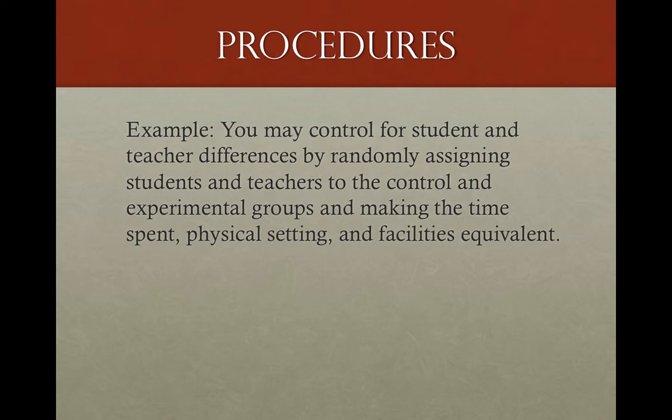So guys, procedures, an example of the way that this could be presented. You may control for student and teacher differences by randomly assigning students and teachers to the control and experimental groups and making the time spent, physical setting, and facilities equivalent. That was actually, I think, my stuff there. It's not as fancy as the others, so it must have been mine.